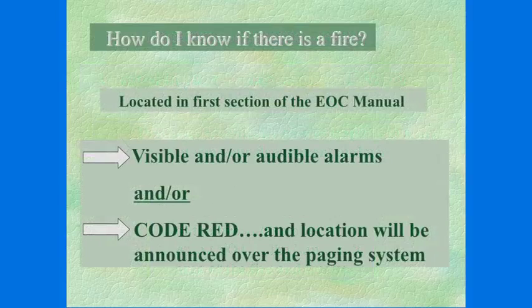All right. How do you know if there's a fire? You're going to hear and see the alarms. There are boxes located all over the hospital. They have a strobe light that will blink, and you're going to hear an audible alarm as well that will say code red. It's an automated system, so it's going to say code red, and it's going to give the location over the paging system of where the fire is. Okay?